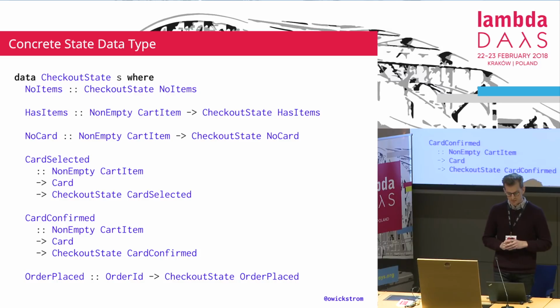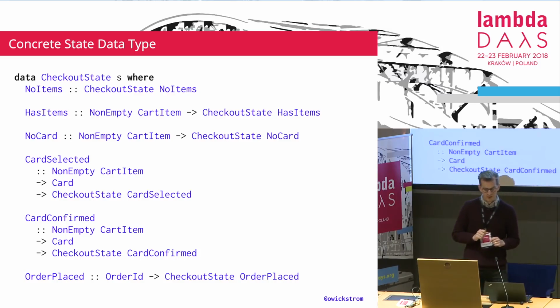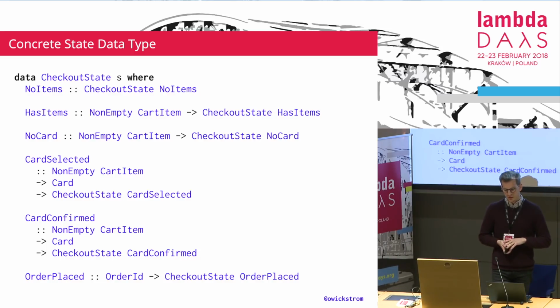No items here. If you're familiar with Haskell, you might notice that the no items constructor here is not the same thing at all as no items, the type. No items here is a constructor in the GADT, and no items the type is that empty type from before. So you could say that this checkout state type is a concretion of the abstract state type. OK.